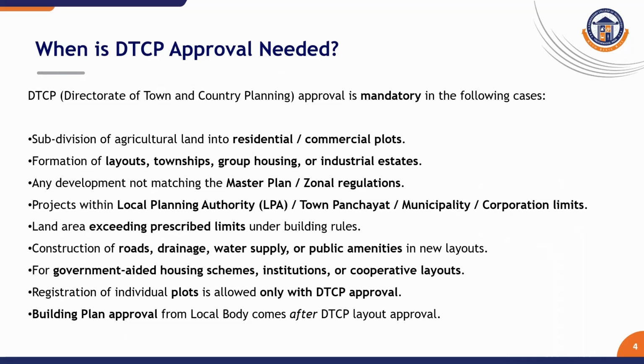It is mandatory for projects within the jurisdiction of any local planning authority, be it a town panchayat, municipality or corporation, especially if the land area exceeds permissible limits. It is also needed for the construction of roads, drainage and other public amenities in new layouts and for government aided housing schemes. It is crucial for the registration of individual plots, as subsequent building plan approval from the local bodies can only happen once the DTCP layout is approved.